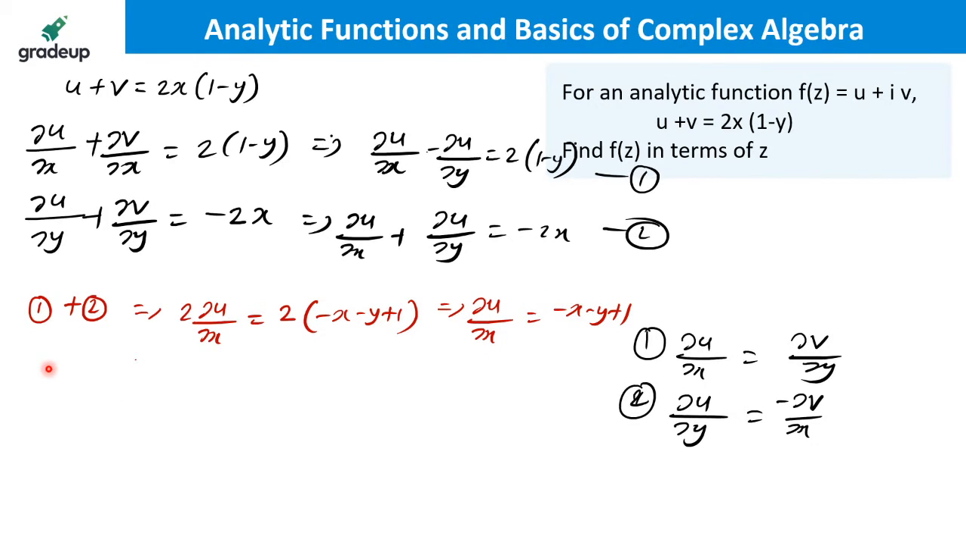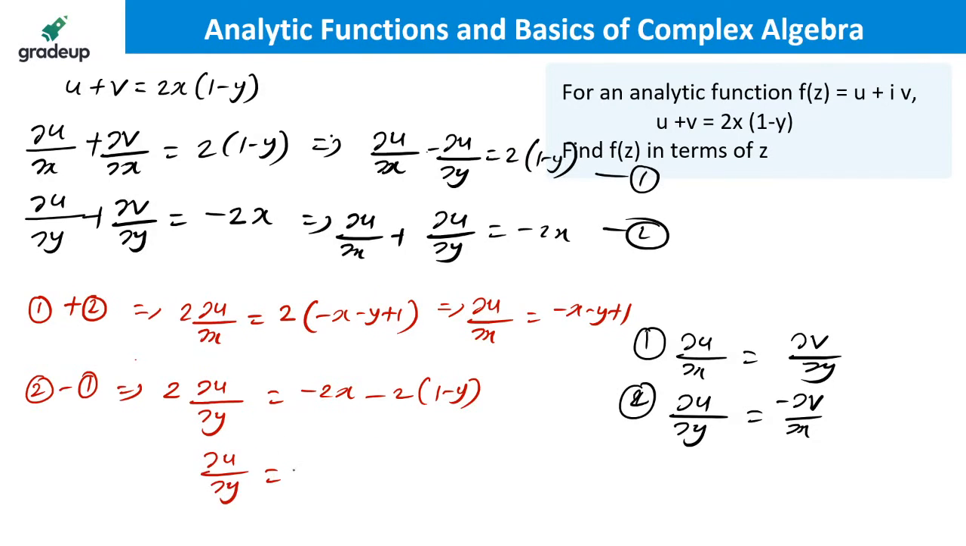Similarly, if you do the subtraction, equation 2 minus equation 1, then del u by del x minus del u by del x strikes out. Del u by del y plus del u by del y will be 2 times del u by del y, and subtraction is needed, so minus 2x minus 2 times (1 minus y). Now del u by del y, taking 2 common and cancelling: minus x plus y minus 1.